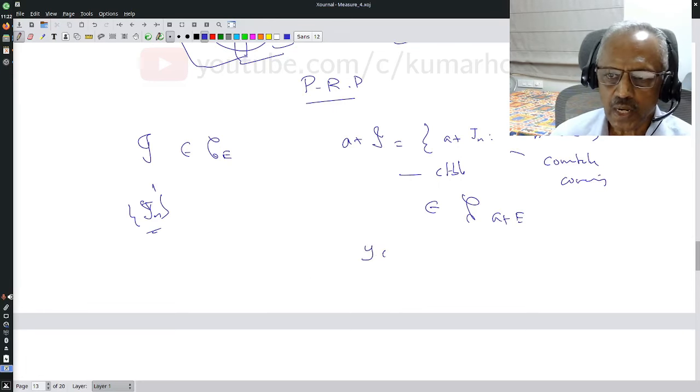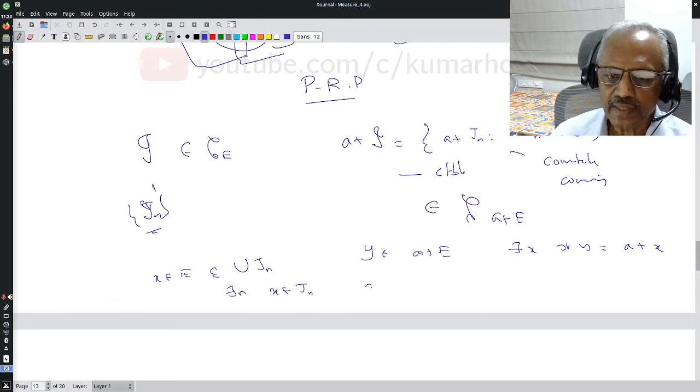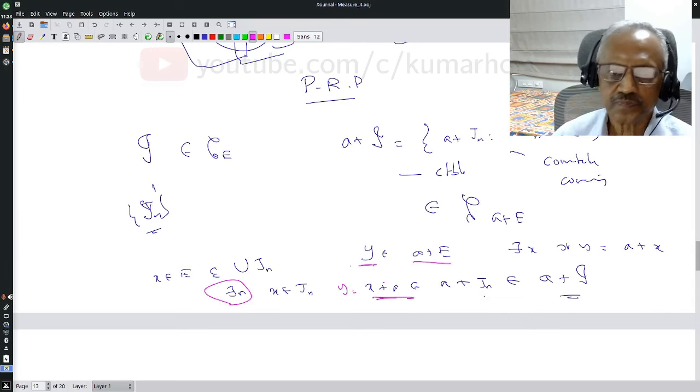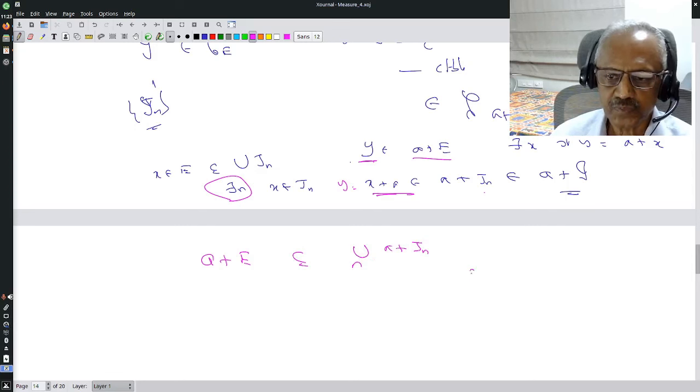Why? Start with any y in A plus E. Then I know there is an x such that y is A plus x. Now, x belongs to E and E is contained in the union of Jn. Therefore, there is an n so that x belongs to Jn. Therefore, x plus a belongs to a plus Jn, but a plus Jn belongs to a plus I. So what do you think I have proved? Given any y in A plus E, I have found an n such that y, which is x plus a, belongs to a plus Jn. That is, I have shown that A plus E is contained in the union over n of A plus Jn. Pause, review, proceed.